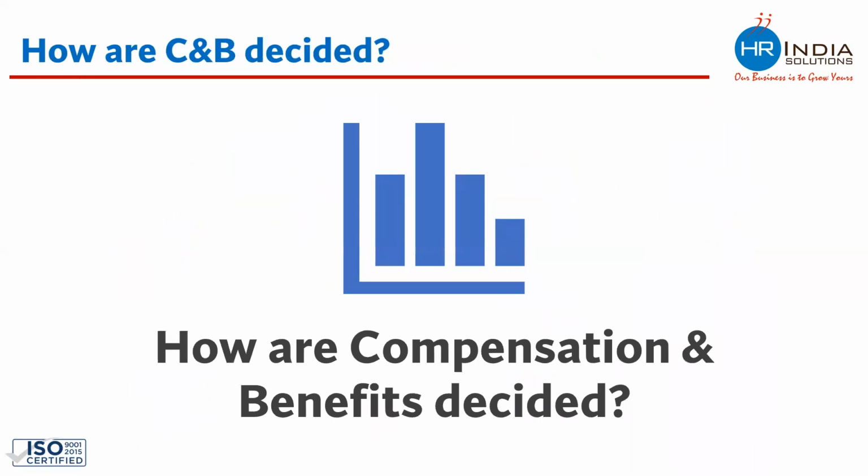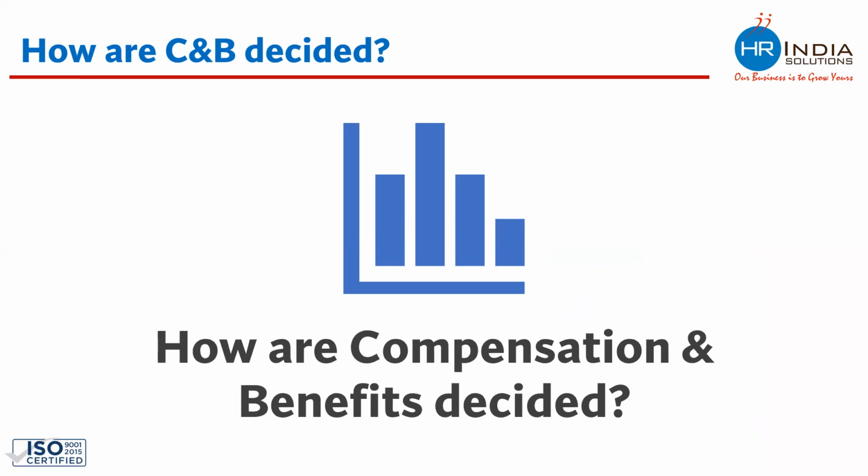Now let's try to understand how compensation and benefits are decided. Whenever any company goes for hiring any person, how do they decide what salary should be paid to that person? The term compensation is a very broad term. It can be divided into two major categories. One is salary, another is wages.